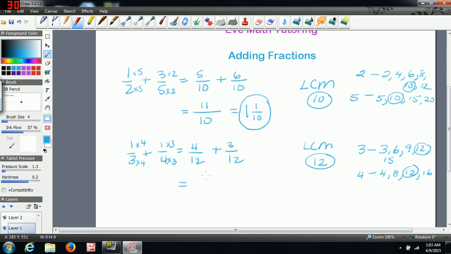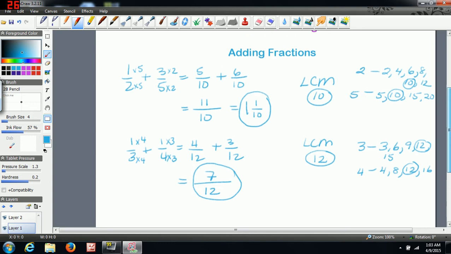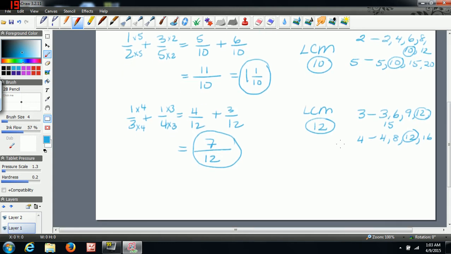Okay, so now that we have the same numbers on the bottom, we can go ahead and add the top numbers. So we get 7 over 12. And at this point, we see that we have a regular fraction. The top number is smaller than the bottom. And we see that there's nothing we can divide 7 and 12 by other than the number 1 that would change. So there's no other number besides 1 that divides into both 7 and 12. So that means this answer is fully reduced.